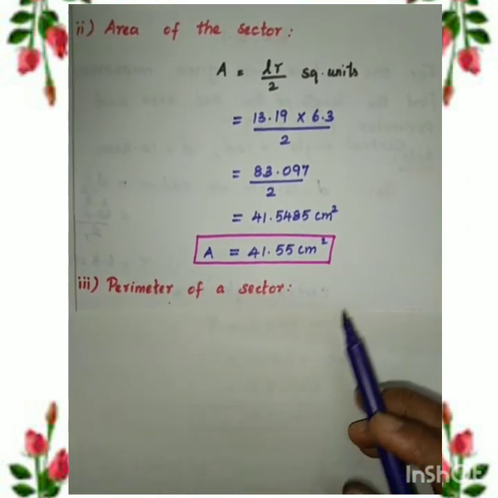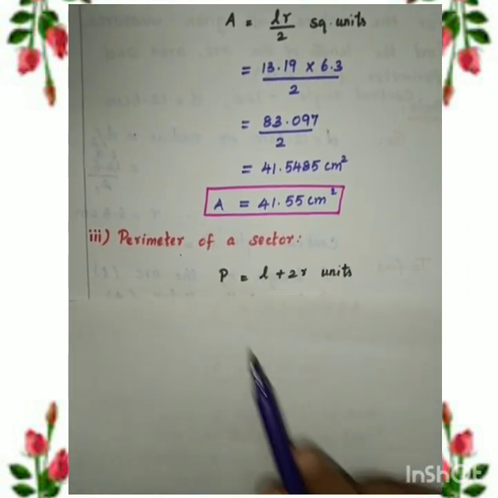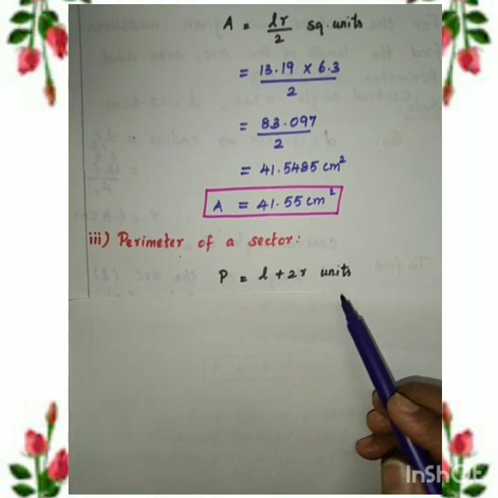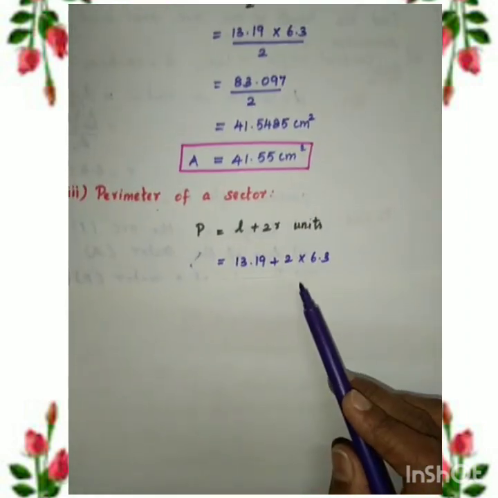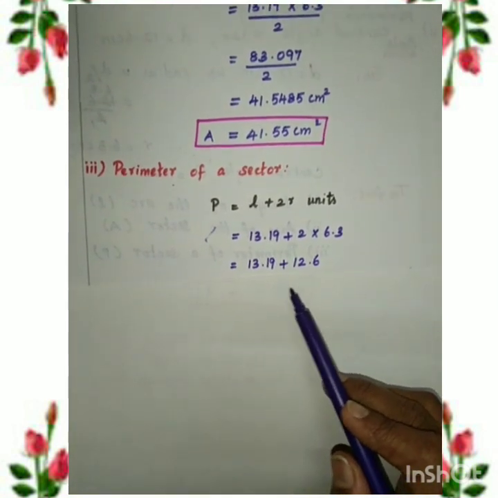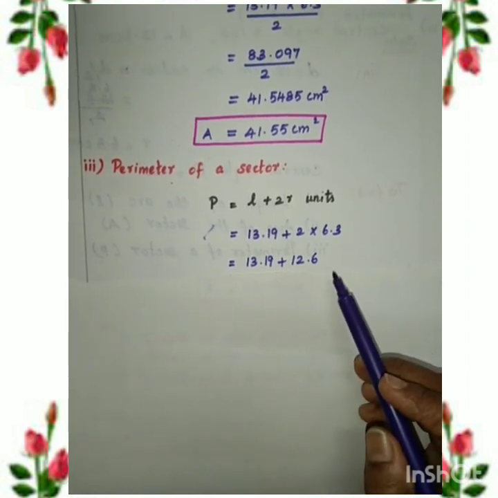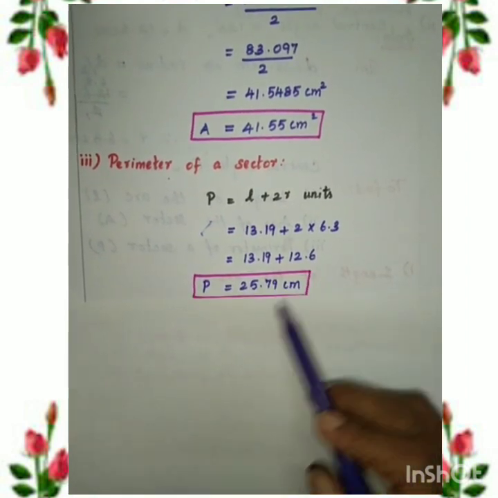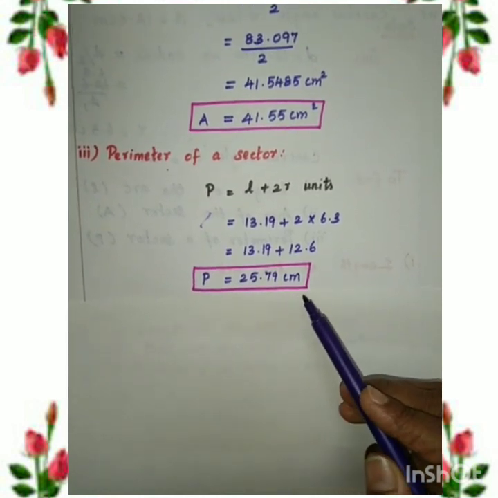Then third subdivision, perimeter of a sector. So formula for perimeter of a sector is P equal to L plus 2R units. So here L value 13.19 plus 2 into 6.3. Then 13.19 plus 2 into 6.3 is 12.6. Now we can add these two values. So perimeter of the sector equal to 25.79 centimeter.